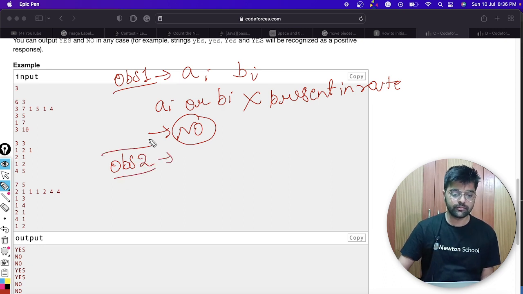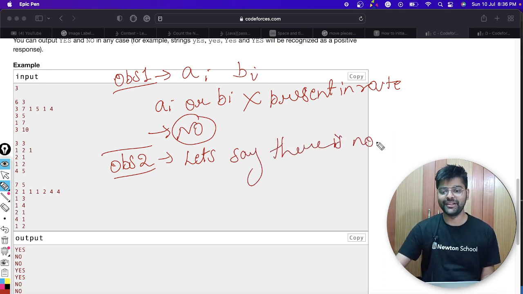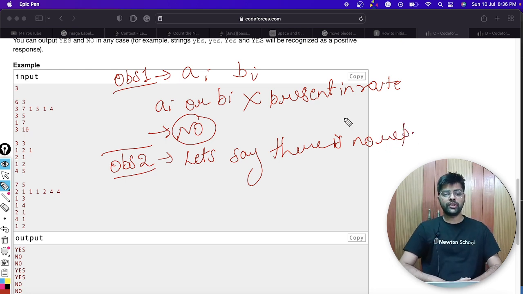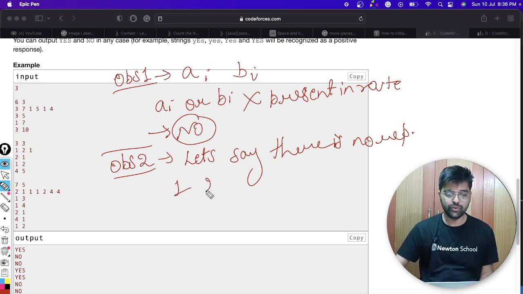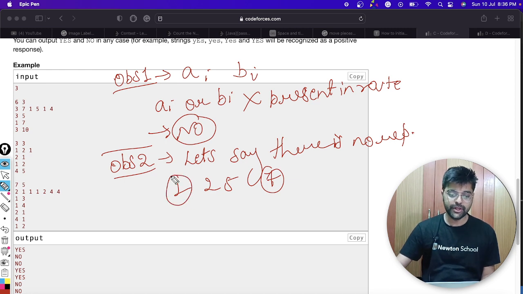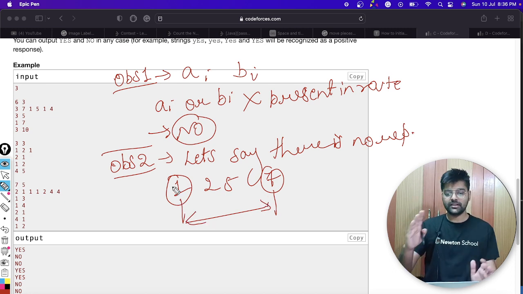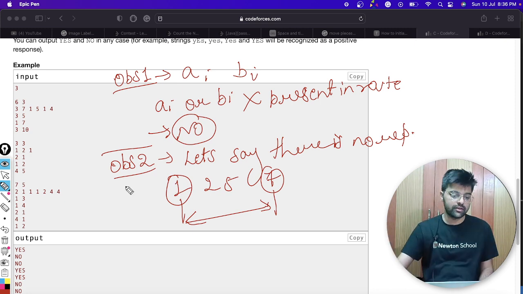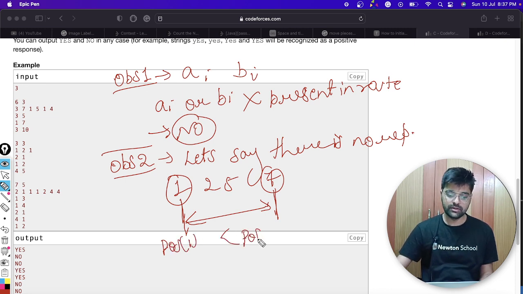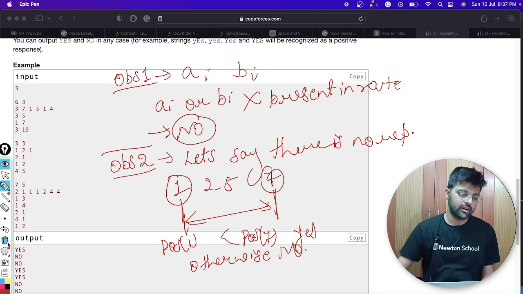Observation 2, let's say there is no repetition. But what would happen if there was no repetition? Consider 1, 2, 5, 7 with no repetition. Then we compare positions, as there is something to do with the position, because we are checking that the starting point is left of the end point, right? Only then is the path possible. So if there were no repetition, we can check whether the position of 1 is less than the position of 7. If so, the answer will be yes. Otherwise, no, right? But there is repetition.